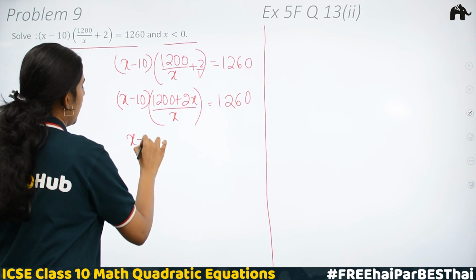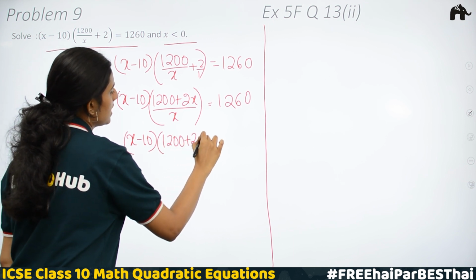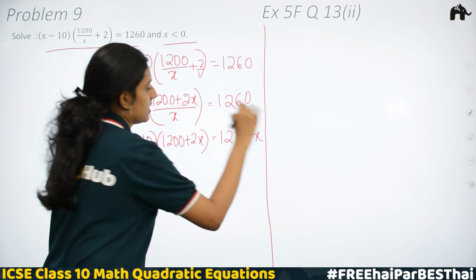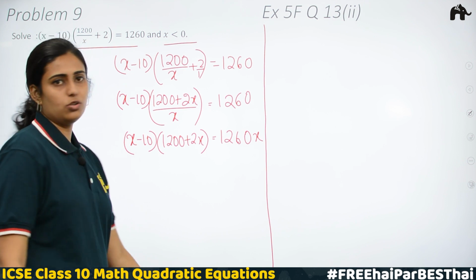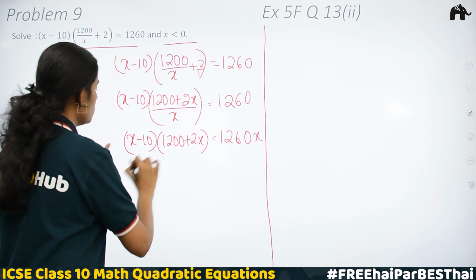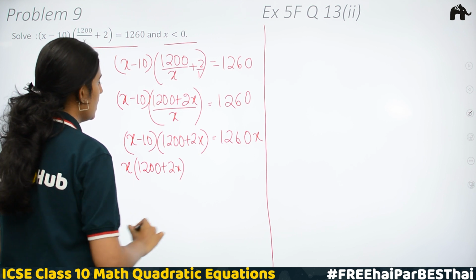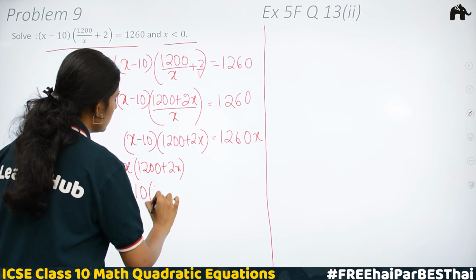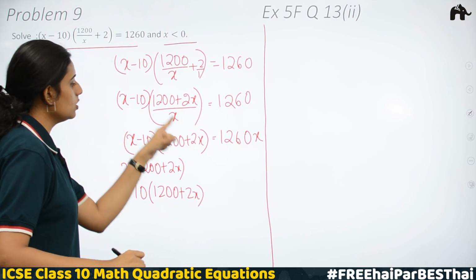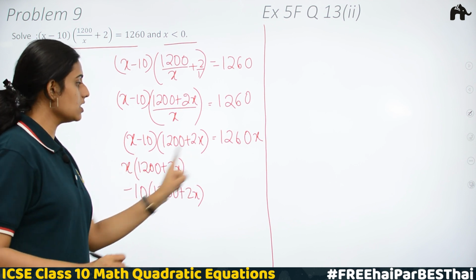Here it is x minus 10 into 1200 plus 2x is equal to 1260x. Got it? Next, what to do? We can remove these brackets. X into 1200 plus 2x minus 10 into 1200 plus 2x. We are multiplying each term.